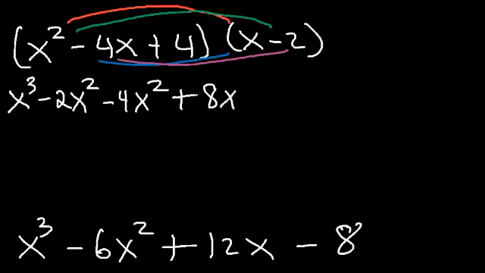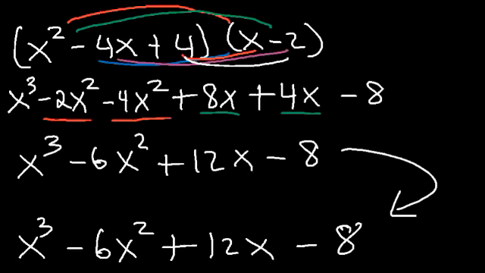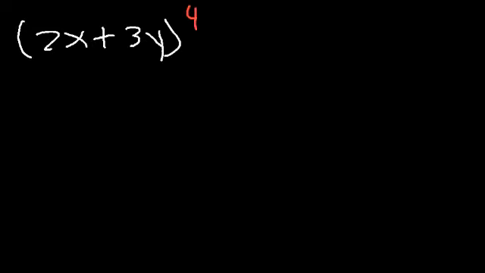So using the binomial theorem can help you to FOIL difficult expressions. So let's say you want to expand this expression, 2x plus 3y raised to the 4th power. You can multiply it 4 times, or you can use the binomial theorem to expand it for you, which is a lot easier. So let's go ahead and do this example. Feel free to pause the video and work on it.